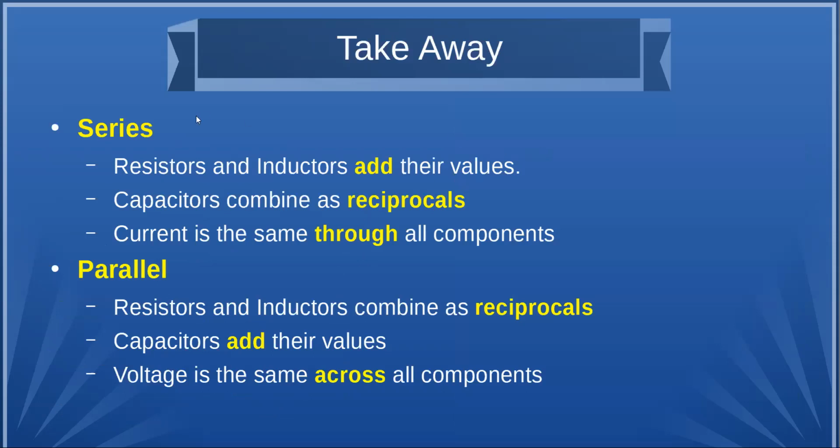Okay, so in a series circuit, resistors and inductors add up, capacitors are reciprocals. Current is the same through all the components in a series circuit. In a parallel circuit, resistors and inductors combine as the reciprocals. Capacitors add, and the voltage is the same across all the components.